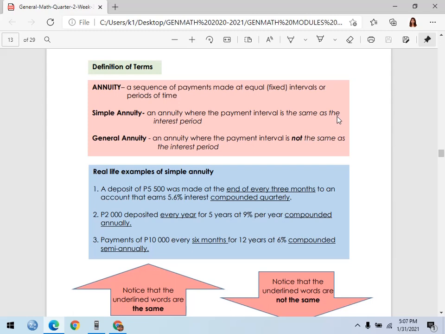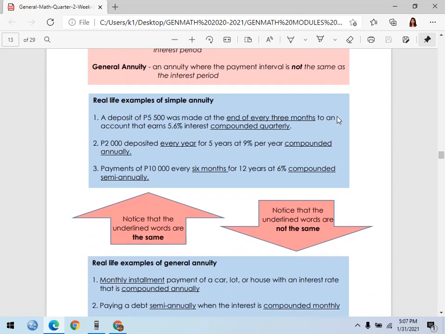On the other hand, general annuity is an annuity where the payment interval is not the same as the interest period. That means, magkaiba yung interval ng pagbabayad and yung interval ng pagbibigay ng interest. Now, let us have real-life examples of simple annuity.